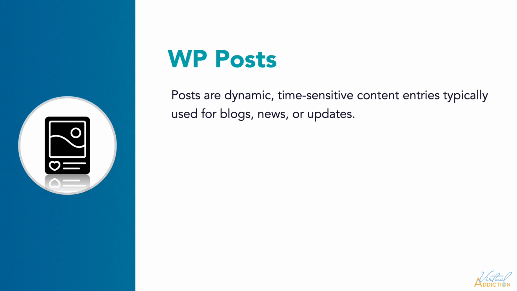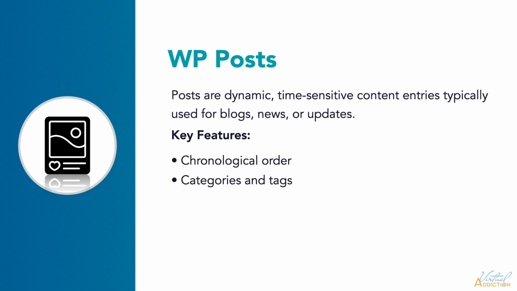WordPress was originally made for blogging, and that's exactly what posts are used for. A post is an individual blog entry. Key features of posts are that they're displayed in reverse chronological order, which basically means the newest one is displayed first. They're organized using categories, which are broad topics, and tags, which are specific keywords. They'll include metadata like the post's author, publication date, and time.